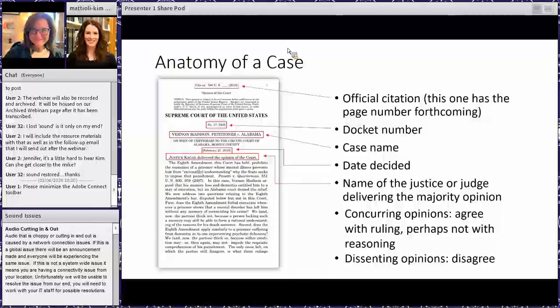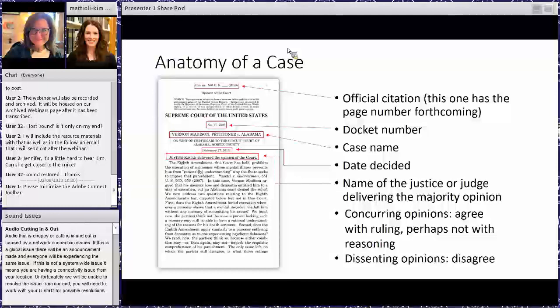After the majority opinion, some cases are also going to include other opinions. They're not pictured here. We'll look at them in a little while. There can be concurring opinions. Those will be written by other judges or justices who did not write the majority opinion.